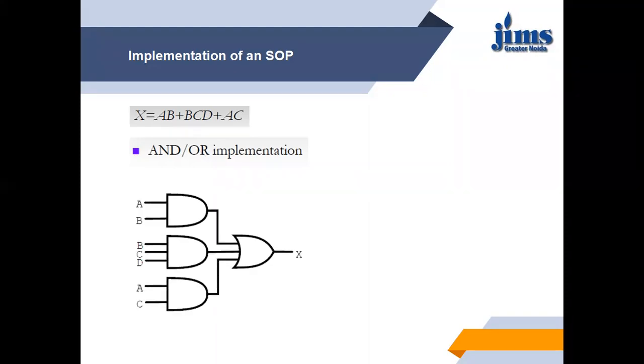So here is the implementation. A and B is the first AND gate, B C D is the second AND gate, AC is the third AND gate, and we have a 3-input OR gate which will add all three product terms. So here X is a sum of product. This sum is done with the help of the OR gate, and the product is done with the help of the AND gate.